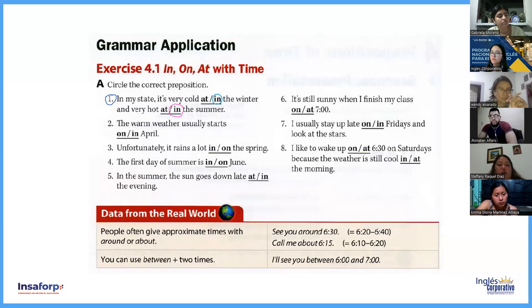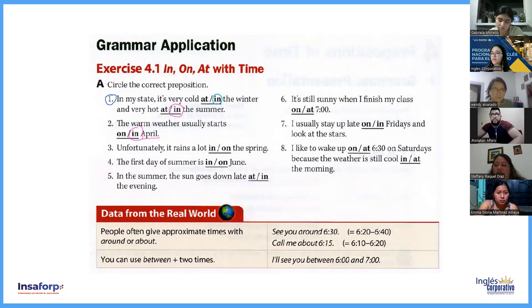The warm weather usually starts on in April. Is it on or in? ¿Será que in sí? April or on? On April. Notaría the warm weather usually starts on April. In April, no es in. Yo digo que no es in. Okay, what do you think, guys? What is the correct response? In. The correct is in. Ah, in. Sí, sí. Porque tenemos, yes, in April. Yes, mes, porque son meses. Tenemos el mes, sí, tiene razón. Excelente. Very good. Recordemos, hay un triangle, se lo voy a compartir también, donde podemos ver las especificaciones, right? También. I'm going to share that information. That will help us more. Perfect. Thank you, Karina. So we have the next one.